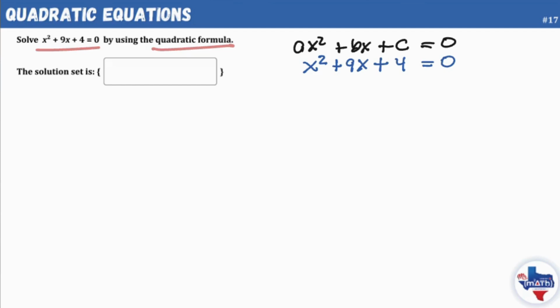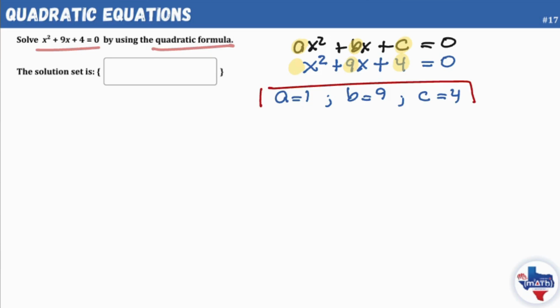Okay, so this a, b, and c are going to be the coefficients. So if we see there's a coefficient here that matches with that a, there's a coefficient 9 that matches with that b, and there's a coefficient 4 that matches with that c. So it'll be okay if we say that a is 1, b is 9, and c is 4. With this information, now it is a matter of just plugging into our general formula.